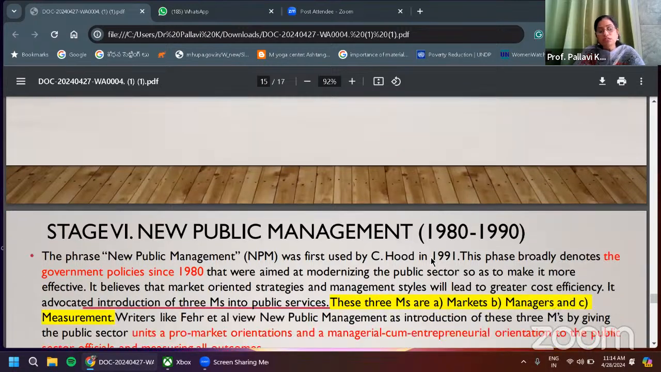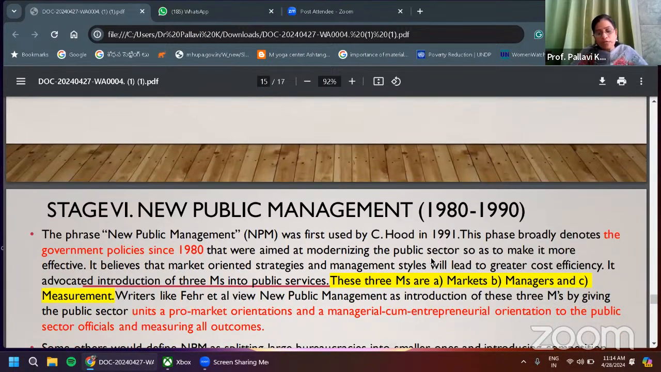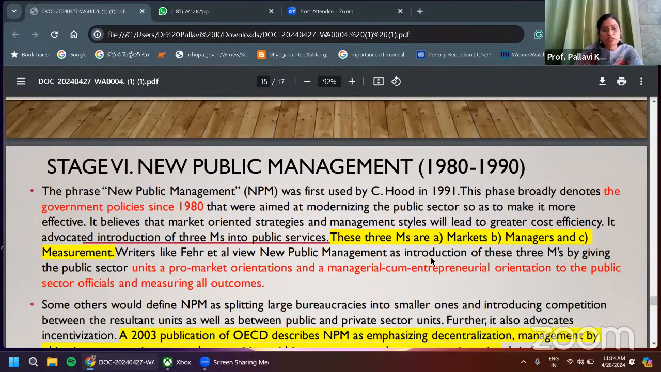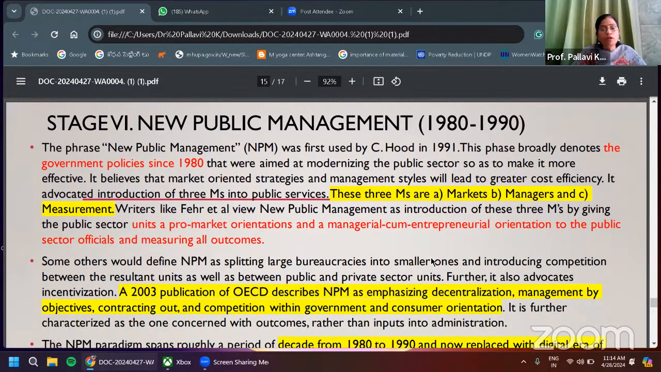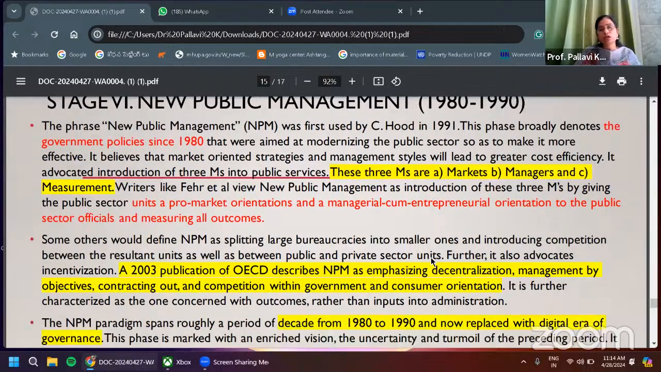The next is the sixth stage, because public policy has not ended with that particular period, but is still continuing. The sixth stage is new public management, from 1980 to 1990. The phrase new public management, you should remember, is an important point. It was used by Hood in the year 1991. What they have advocated is primarily 3 M's in the public services. Now, what are those 3 M's?